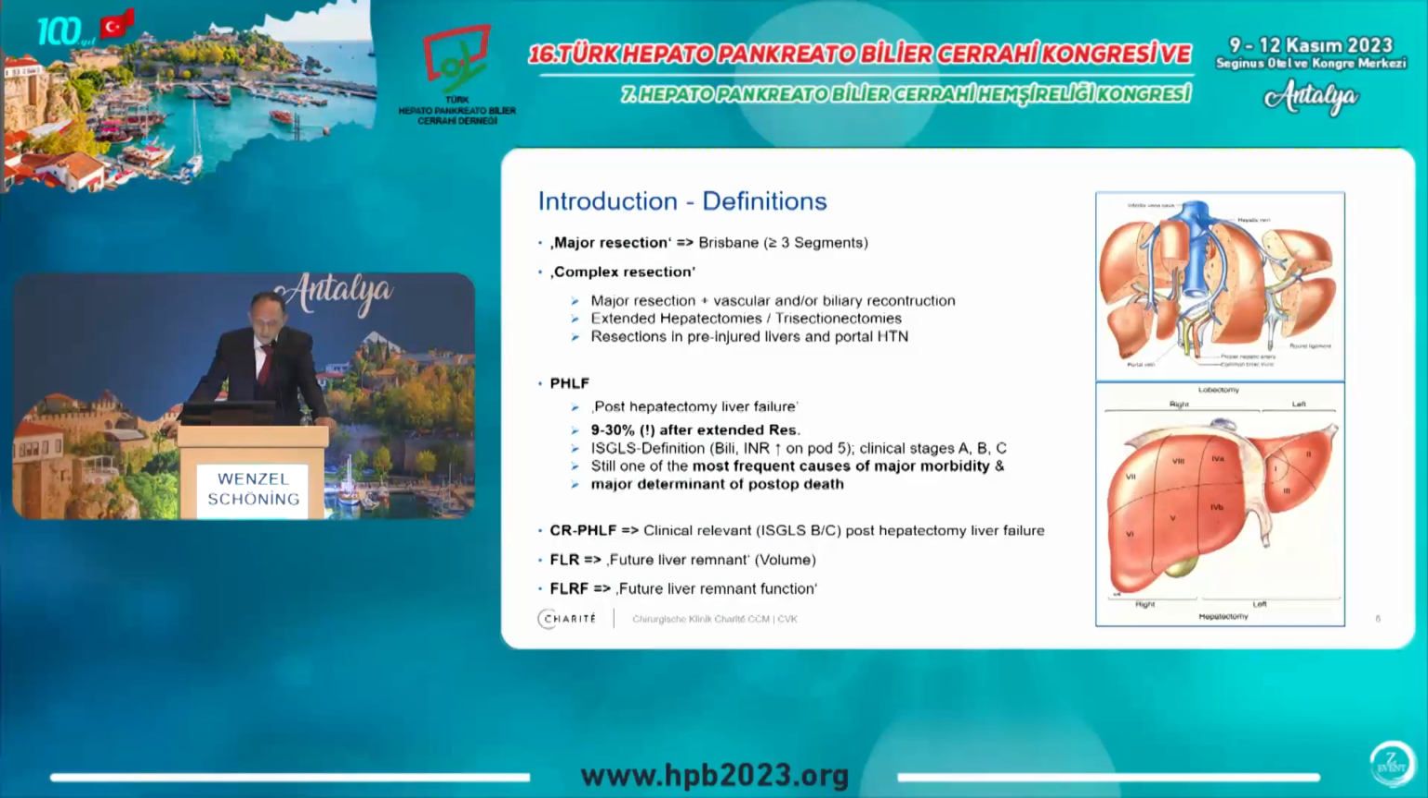What is FLR? FLR is the future liver remnant volume. And what is FLRF? FLRF is the future liver remnant function.